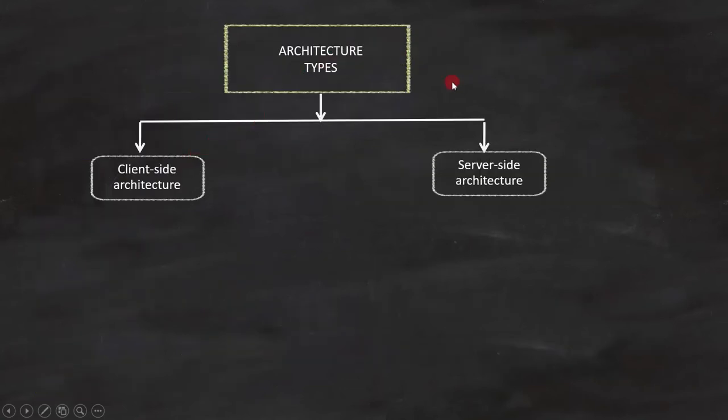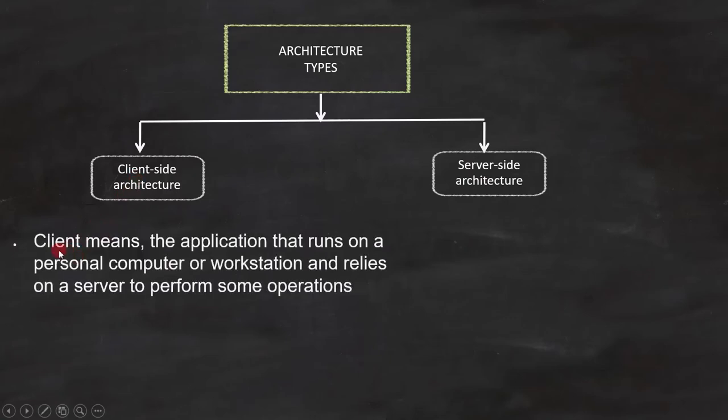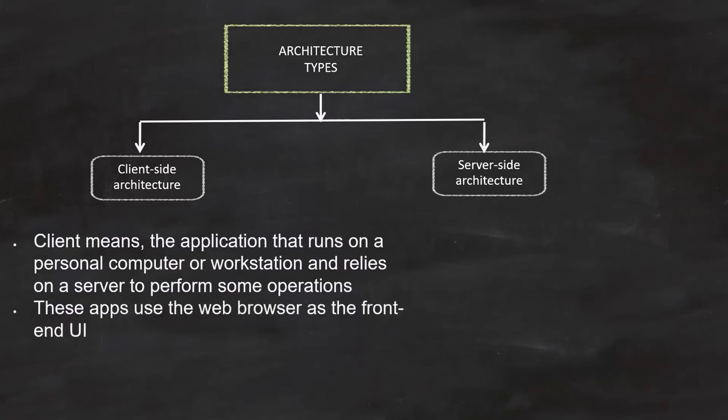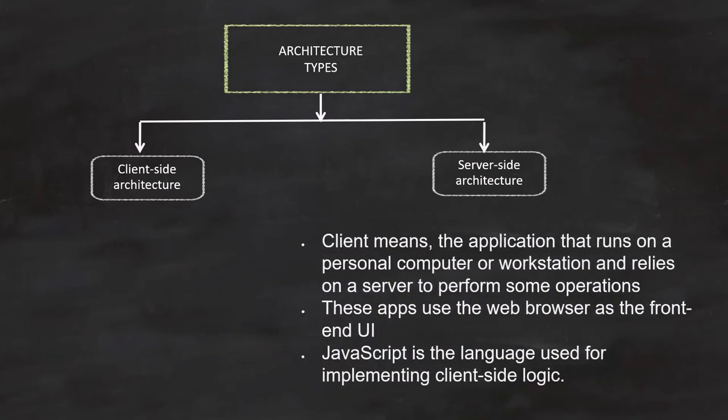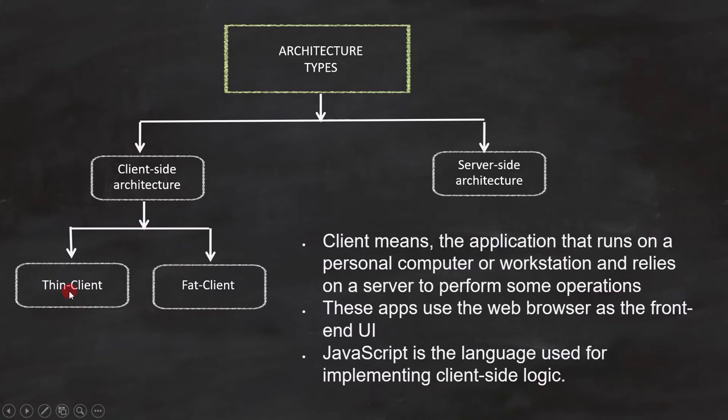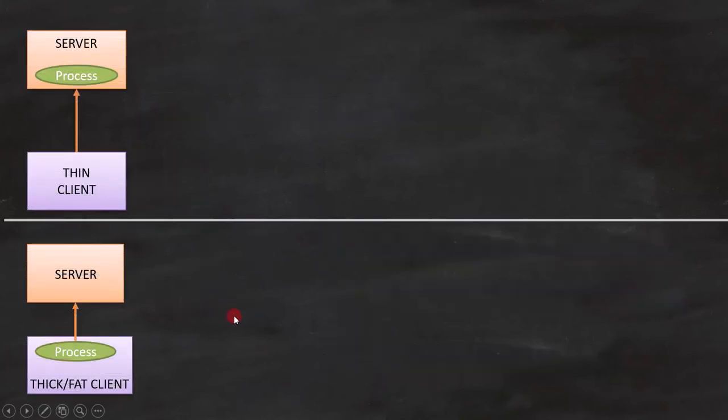Now we will see two types of mobile application architecture. First one is client-side architecture, and second one is server-side architecture. The first type of mobile application architecture is the client-side architecture. As we know now, client means the application that runs on a personal computer or workstation and relies on a server to perform some operations. These apps use the web browser as the front-end UI. JavaScript is the language used for implementing client-side logic. Client-side architecture is further divided into two types: thin applications and thick applications. Let's see these two types in detail.